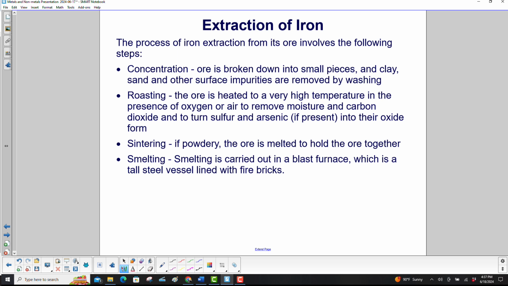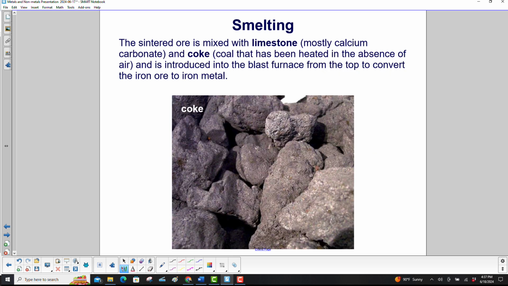And finally, smelting. It is carried out in a blast furnace, which is a tall steel vessel lined with fire bricks. And now a brief description of smelting. The sintered ore is mixed with limestone, which is mostly calcium carbonate, and coke, coal that has been heated in the absence of air, and is introduced into the blast furnace from the top to convert the iron ore to iron metal. And here's some samples of coke.